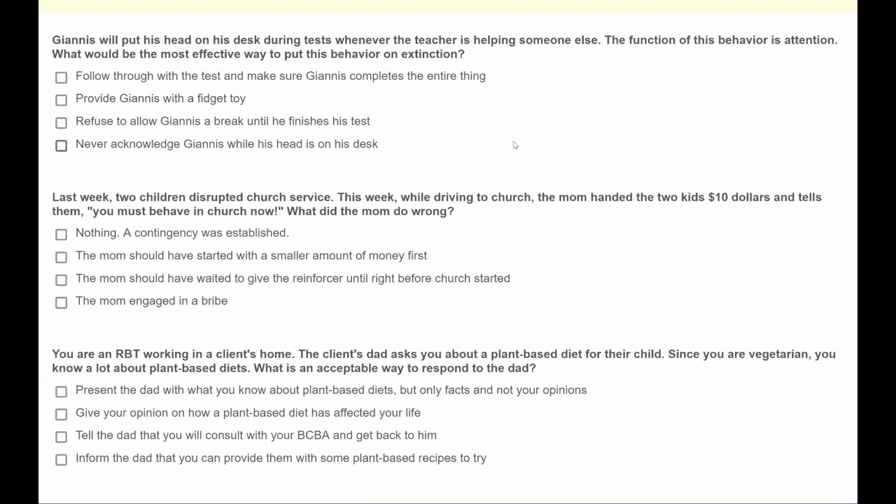So if we look at D, never acknowledge Giannis while his head is on his desk, that's when we're going to be putting that behavior on extinction. If Giannis in the past has received reinforcement for putting his head on his desk through attention, we're going to put on an extinction by withholding attention when Giannis puts his head on his desk. So our answer is D, never acknowledge Giannis while his head is on his desk.